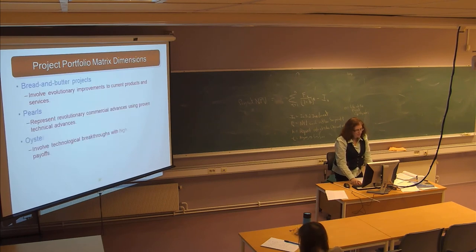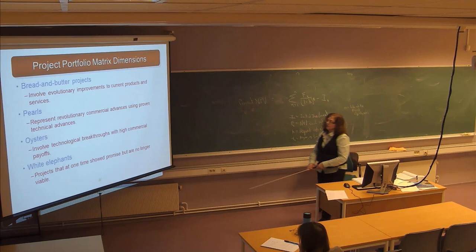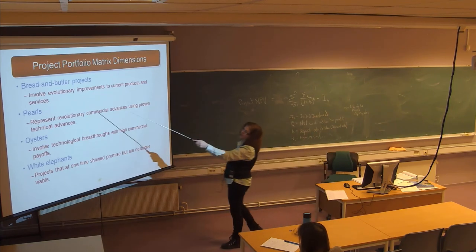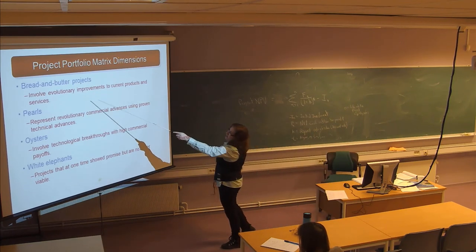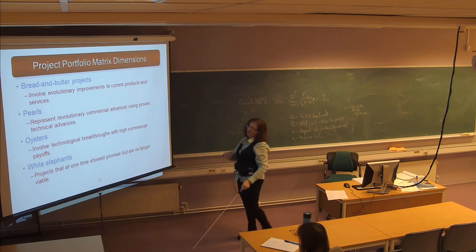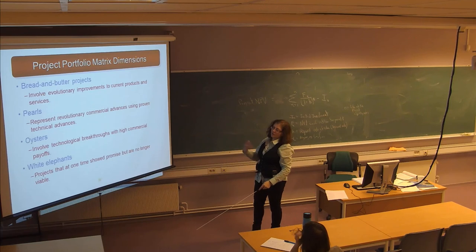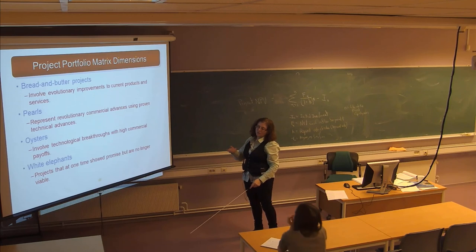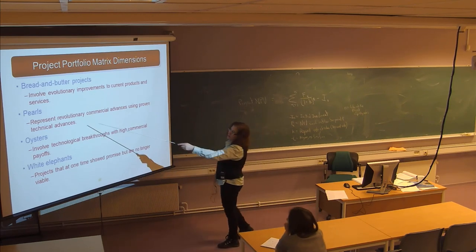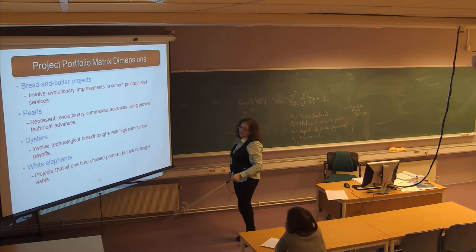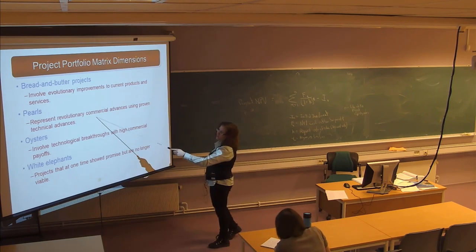Okay, so here's a summary of that. So you have bread and butter projects involve evolutionary improvements to the current products. We have existing products, we make these small improvements, and they give us our basic income for the company. The pearls are revolutionary commercial advances using proven technology. So these are ones you really want to pursue.